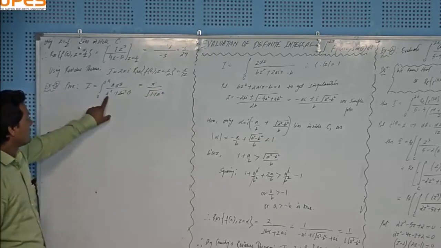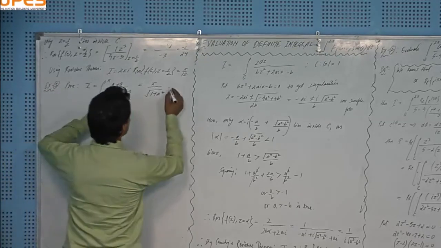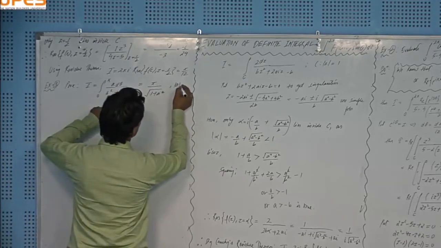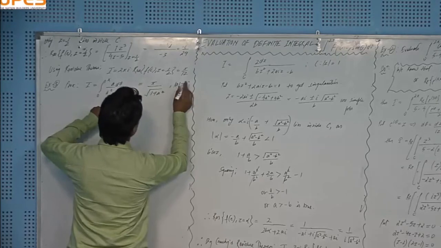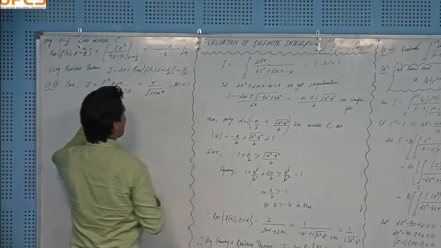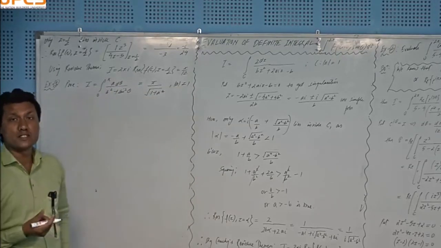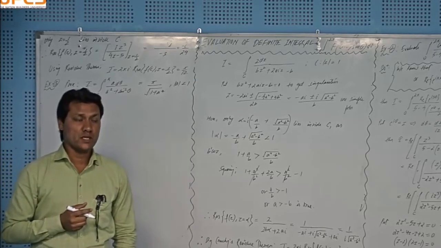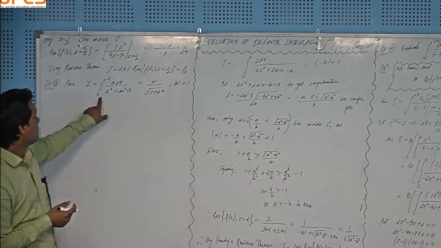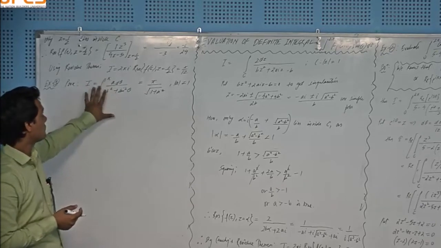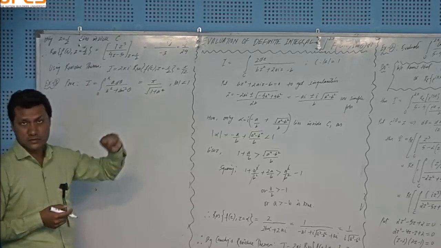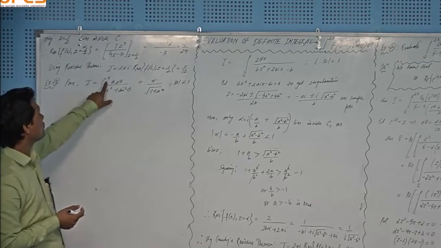Okay, and what about this a? I should assume that mod a is less than 1, okay, fine. We are assuming that the modulus of this complex number a is less than 1. And since the limits are 0 to pi, I cannot apply the same theory here. The limit should be strictly 0 to 2 pi.